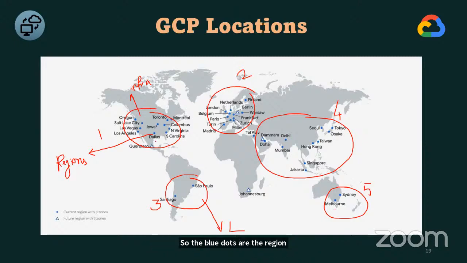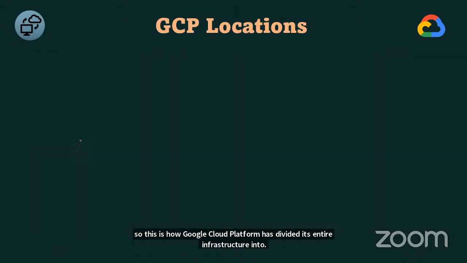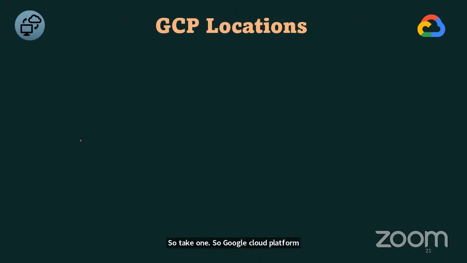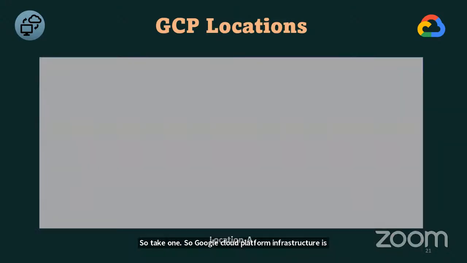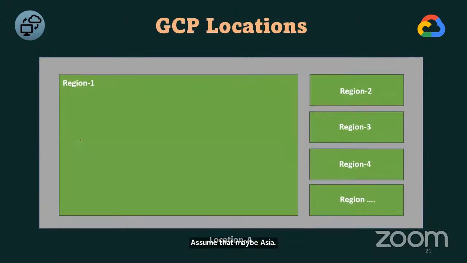Inside each region, you will have the zones. You cannot see it here, but inside each region, you will have zones. Okay, so this is how Google Cloud Platform has divided its entire infrastructure into multiple locations. Locations are further divided, and I have a simple diagram here. So take one. Google Cloud Platform infrastructure is divided into 5 locations. Let me take one of the locations, location A, any location. Assume that maybe Asia.